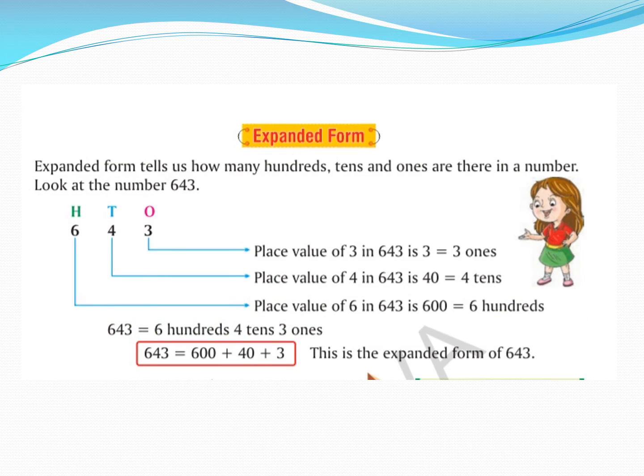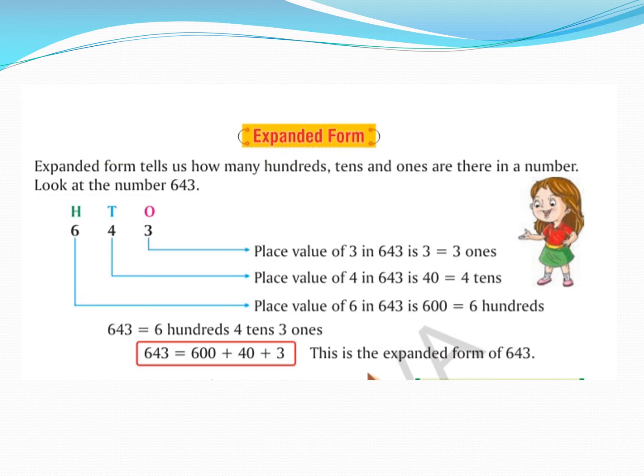Here we will see expanded form. Expanded form tells us how many hundreds, tens and ones are there in a number. Look at the number 643. So here you can see at hundreds place there is 6, at tens place there is 4 and at ones place there is 3.